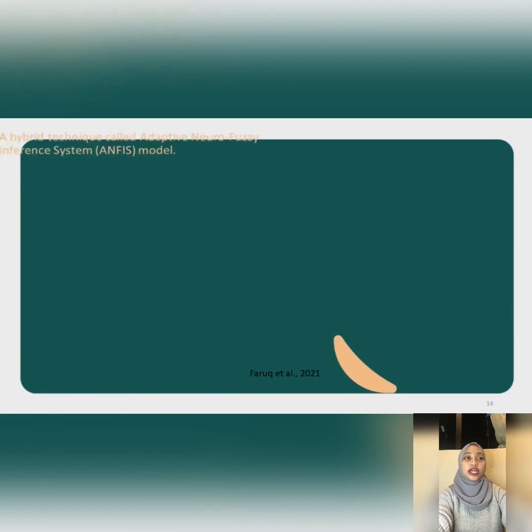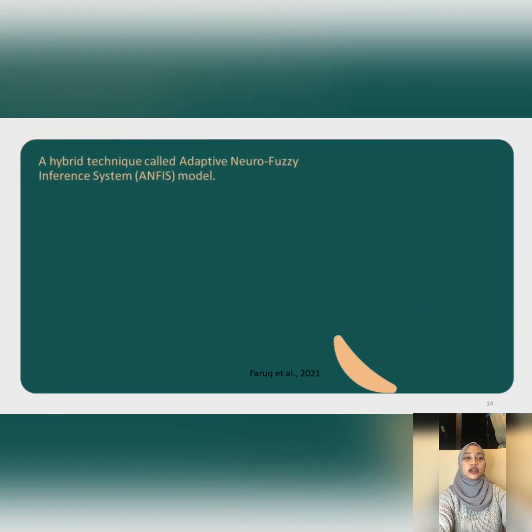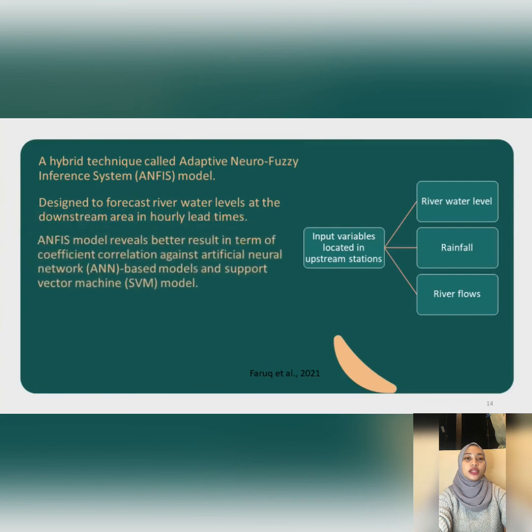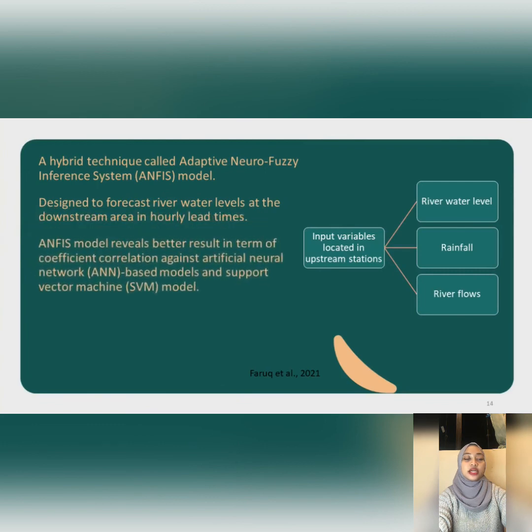A development of flood river water level forecasting utilizing a hybrid technique called Adaptive Neuro-Fuzzy Inference System (ANFIS) model. The ANFIS model is designed to forecast river water levels at the downstream area in hourly lead times. River water level, rainfall, and river flows were considered as input variables located in upstream stations. ANFIS model shows better results in terms of coefficient correlation against artificial neural network-based models and support vector machine models.